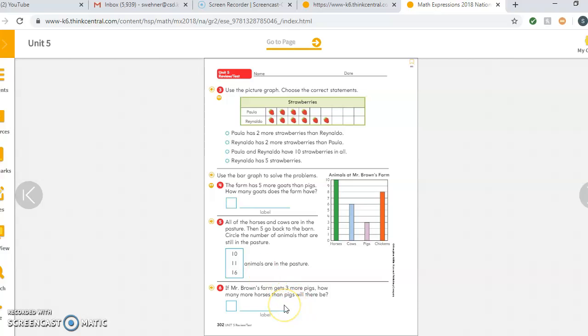Number 6, if Mr. Brown's farm gets 3 more pigs, how many more horses than pigs will there be? So again, we have to see how many pigs he has. But then if he gets 3 more, I'm going to add on 3. How many more horses than pigs are there? So to compare the two. Remember, you're comparing the two after he gets 3 more pigs. Answer, label. Next page. Hang on.